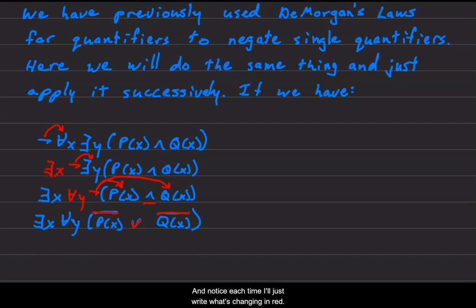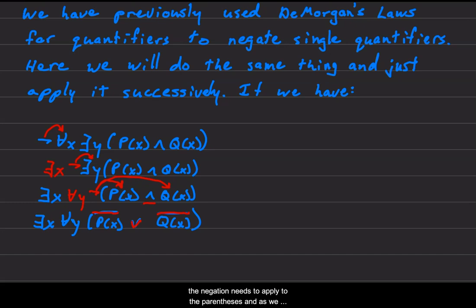And notice each time I'll just write what's changing in red. So now I'll go back to blue for the there exists x because it's already been applied. It's not having anything applied yet at this point in time. The negation is going to apply to the there exists y this time. So the there exists y will flip and become for all y. The negation will pass to the parentheses, and inside the parentheses is, as of yet, unchanged. So we're just applying this one step at a time.